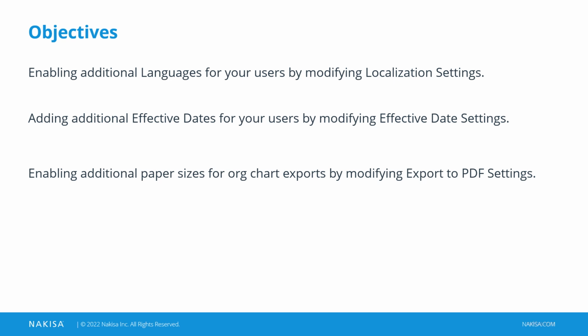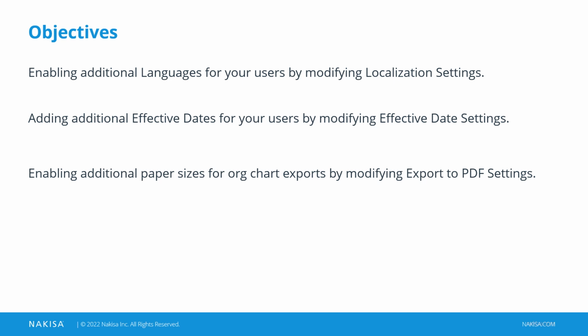The second objective is to showcase how to add additional chart effective dates for your users. To provide some context, Nakisa HR Suite allows authorized users to compare the structure and analytics for your organization based on past, present, and future snapshots of your company data using the effective date functionality. The administrators can establish set intervals for these effective dates using the admin panel.